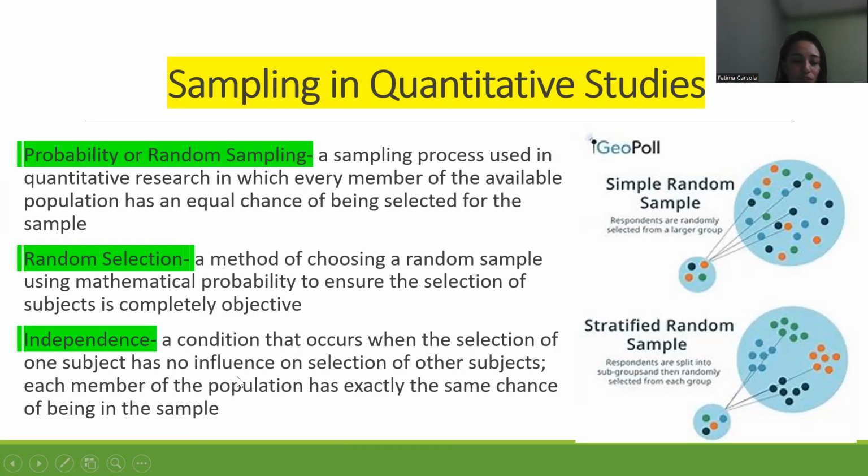We also have here what we call independence, and independence is a condition that occurs when the selection of one subject has no influence on selection of other subjects. So here, each member of the population has exactly the same chance of being in the sample.